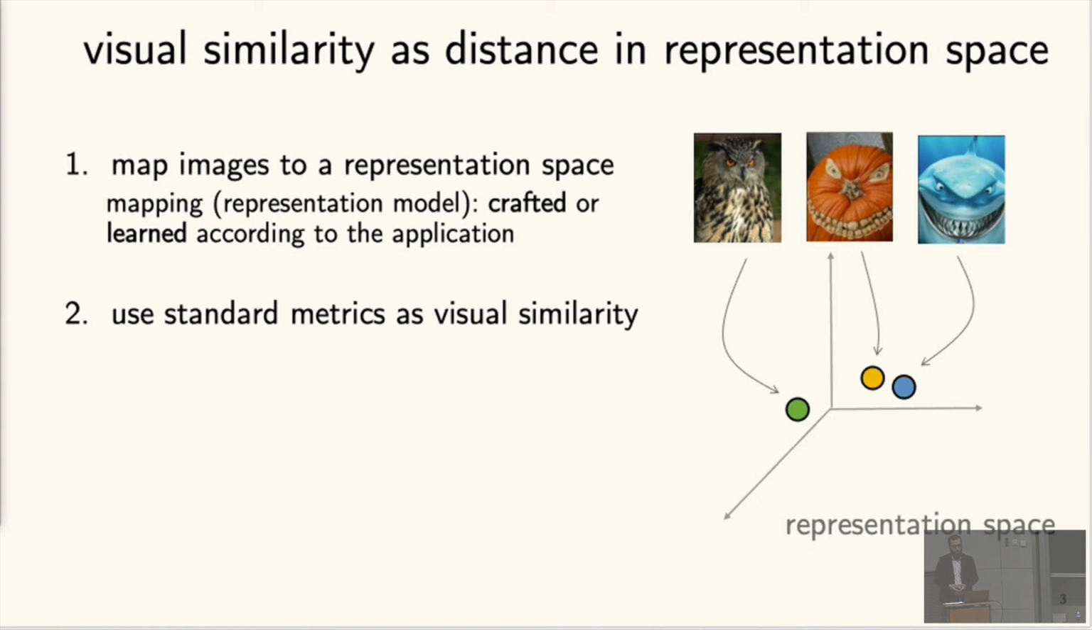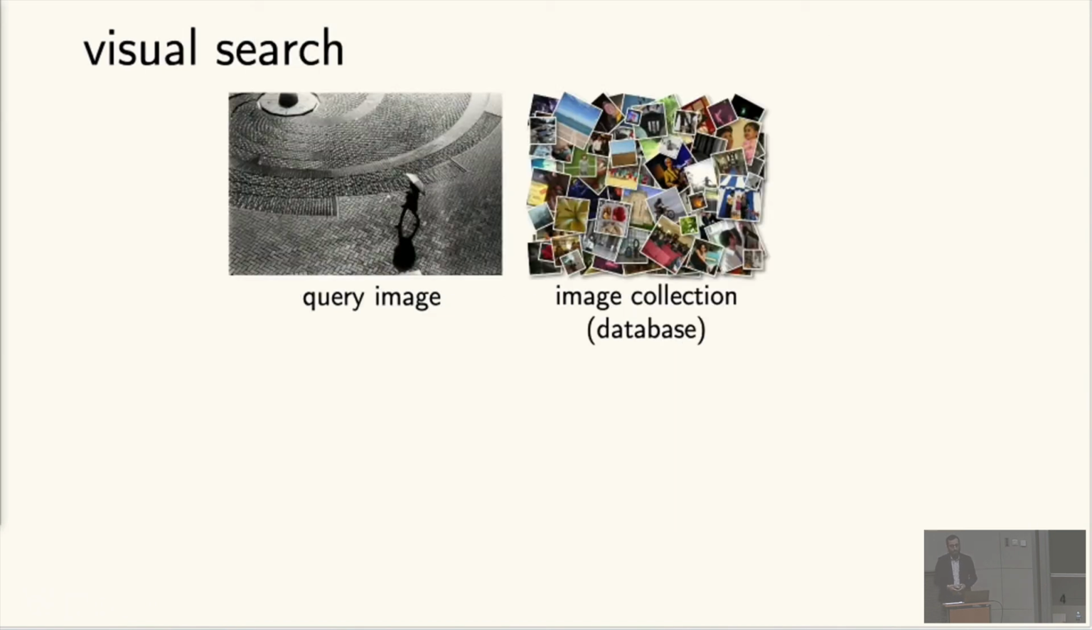This mapping is called a representation model. It can be either handcrafted or learned according to the application. And as a next step, to estimate visual similarity, we simply rely on standard metrics in this high-dimensional space. For instance, Euclidean distance, to estimate the visual similarity, which is also a very efficient metric to estimate, which takes us to the task of visual search.